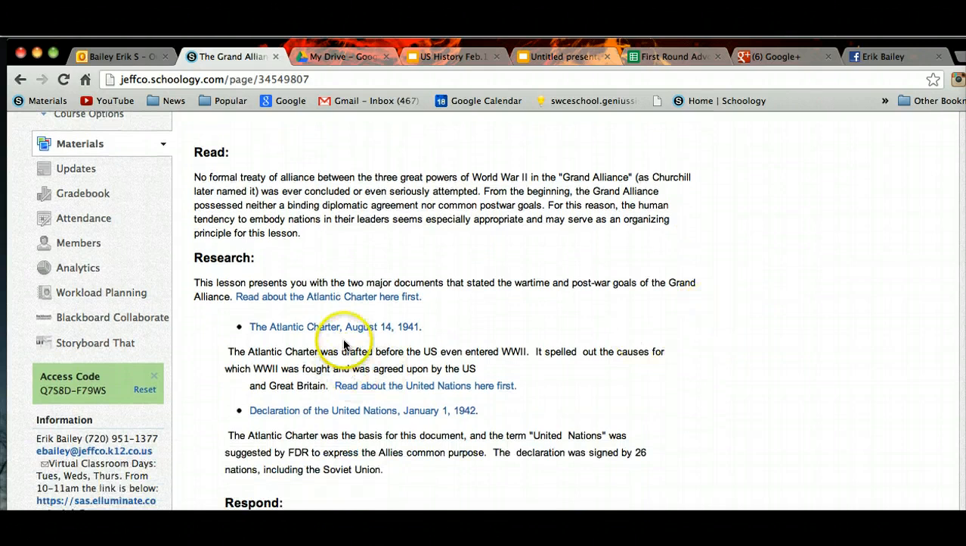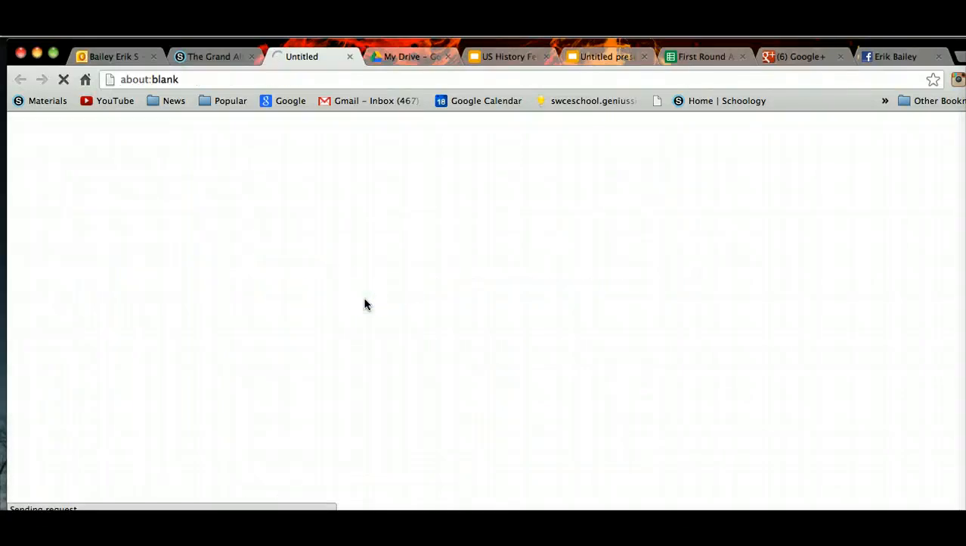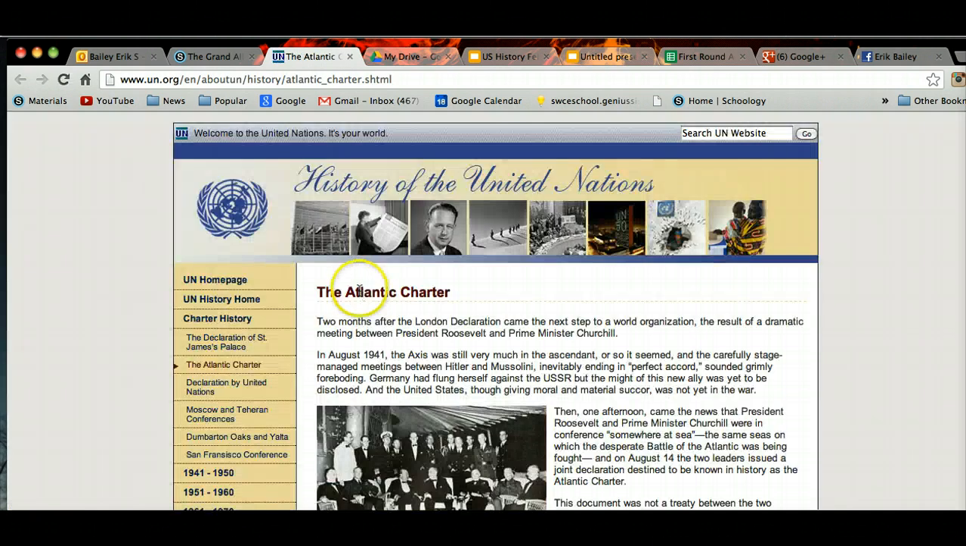So you are reading through the Atlantic Charter and the Declaration of the United Nations. Both are available. But before you do that, I want you to do reading on what the Atlantic Charter was, and here's a link to that. So read about what the Atlantic Charter was, where Churchill and Roosevelt met. It was on a ship. What were they hoping to accomplish when they wrote the Atlantic Charter? Get some background on the Atlantic Charter.